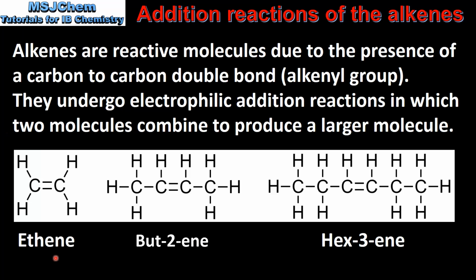Here we have examples of symmetrical alkenes. We have ethene on the left, but-2-ene in the middle, and on the right we have hex-3-ene. As we can see, each molecule has a carbon-to-carbon double bond, which is the reactive part of the molecule. When alkenes undergo addition reactions, the carbon-to-carbon double bond opens up, creating additional bonding positions. We'll look at the difference between symmetrical and unsymmetrical alkenes at the end of the video.